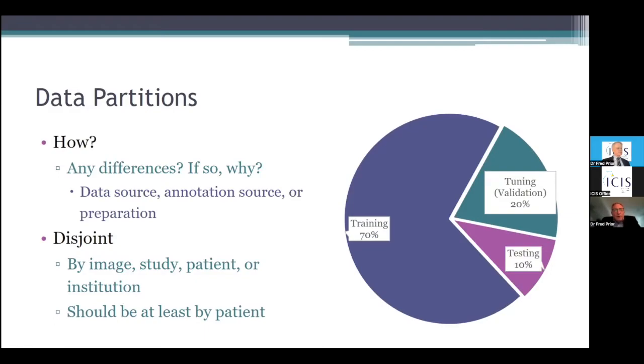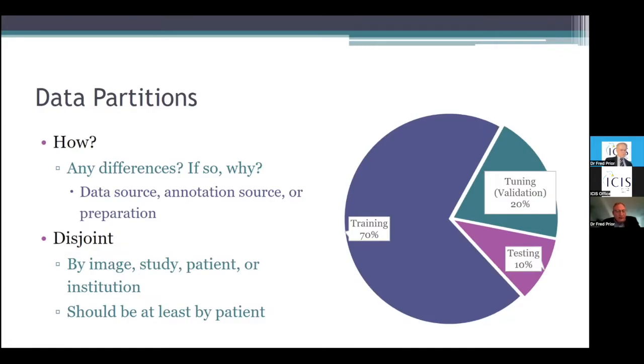When you evaluate these systems as well, it's important to understand the way the data have been partitioned. Typically, you take your collection of data, you put 70% into your training set, and then use 20% for what is called validation or tuning, and then keep a smaller portion of it, 10% reserved for testing at the very end. But it's important that the test set be disjoint, at least at the level of the patient.